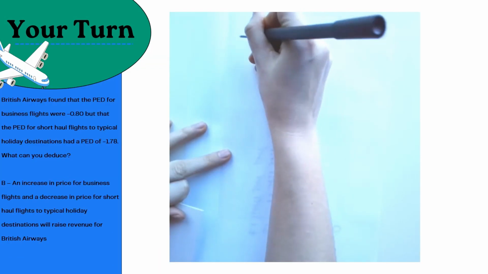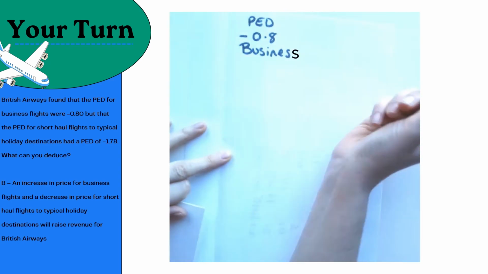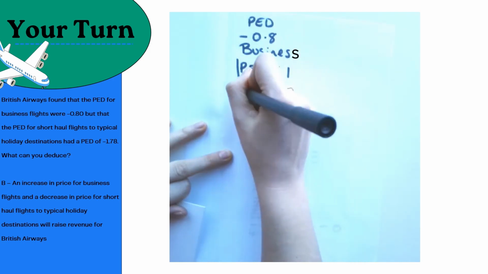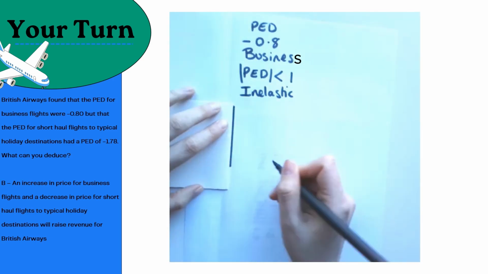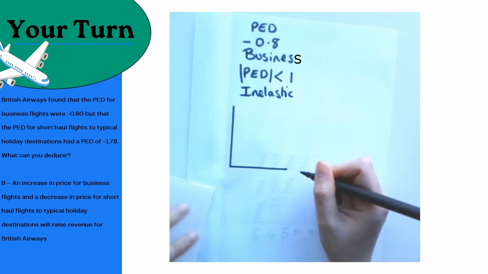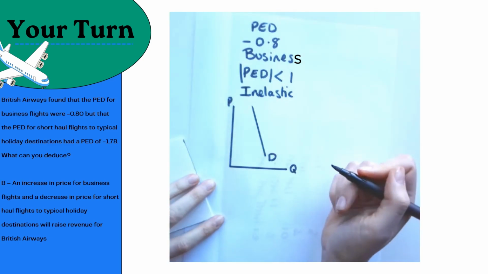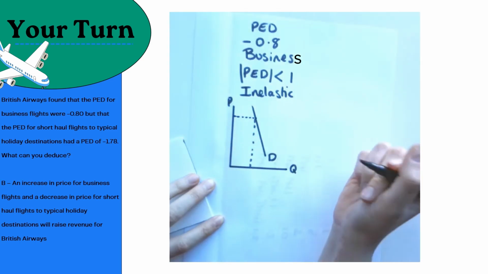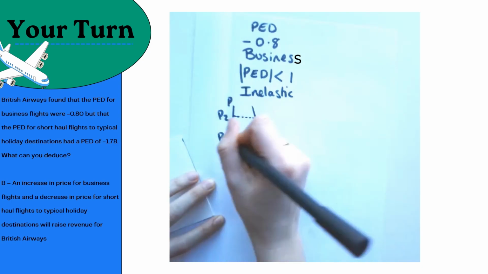I'm going to dive straight into the answer. So the information in the question told us that the PED for business flights was negative 0.8. Now we know the absolute value of PED is less than 1 for inelastic goods. So we can draw ourselves a sketch using a ruler of an inelastic demand curve. And we can see that if price increased from P1 to P2, the change in quantity demand would be less than proportional. And so they would see an increase in total revenue.